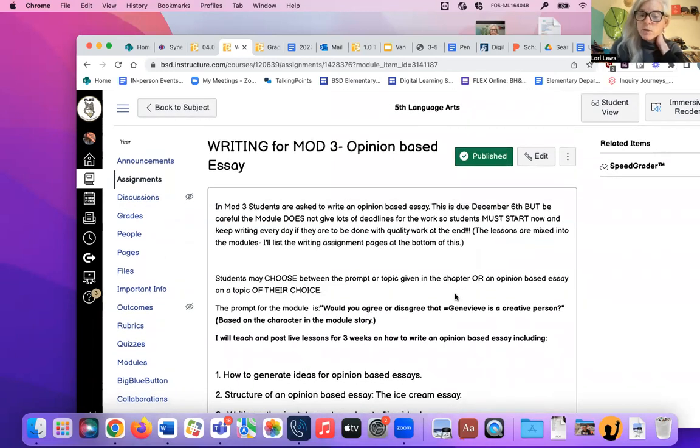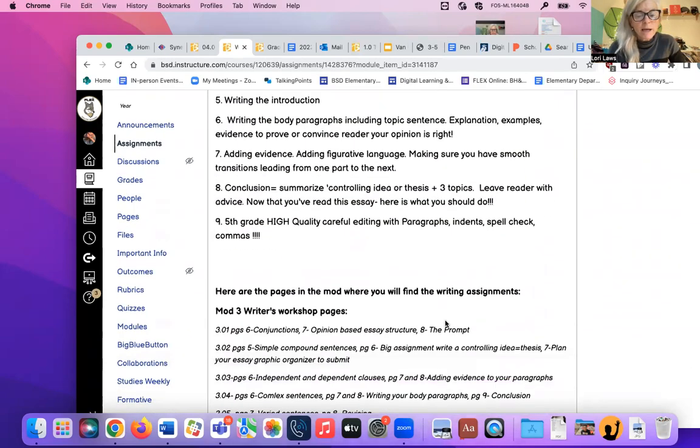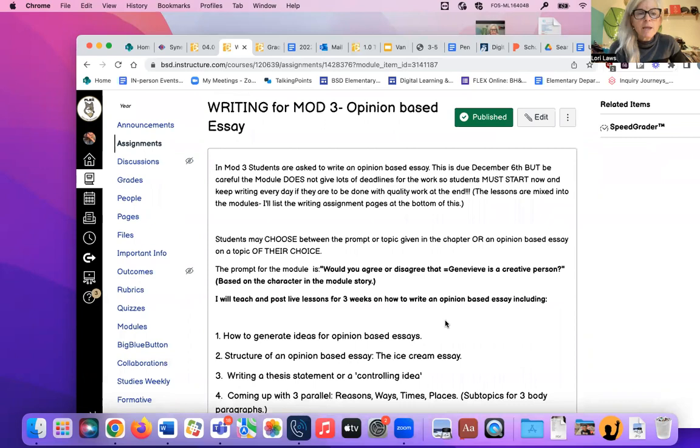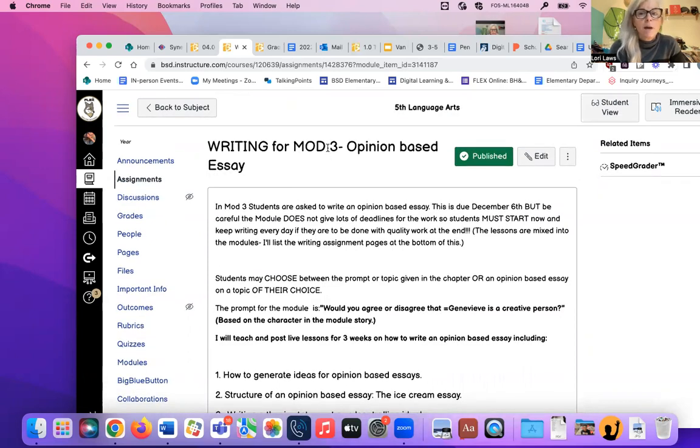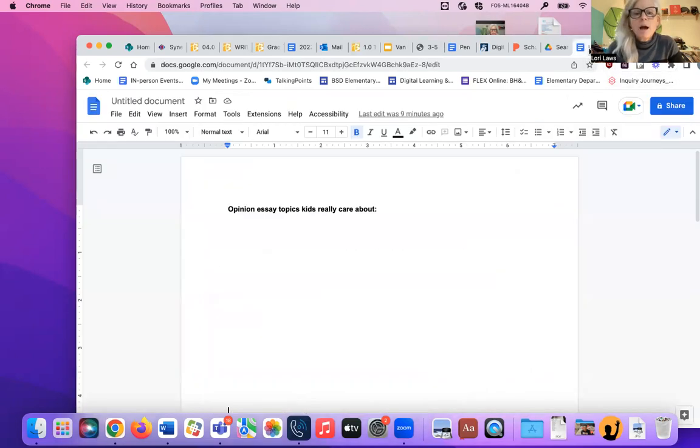You have a choice. Would you agree or disagree that Genevieve is a creative person? You can write about that if you like. They're going to be teaching you about Genevieve throughout these units, throughout these modules, and you can think about her if you like, and then give evidence from the story. Or you can pick a topic of your choice. Either way, you need to know how to come up with good topics to write about when you want to write an opinion-based essay. So how do you come up with an opinion-based essay topic?